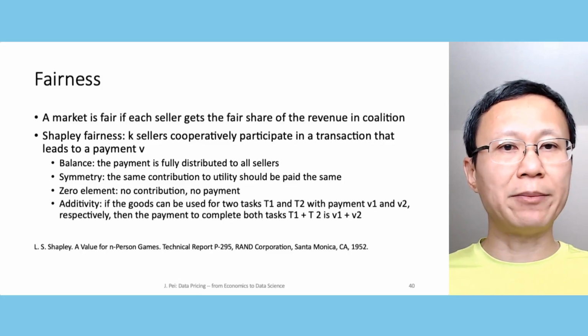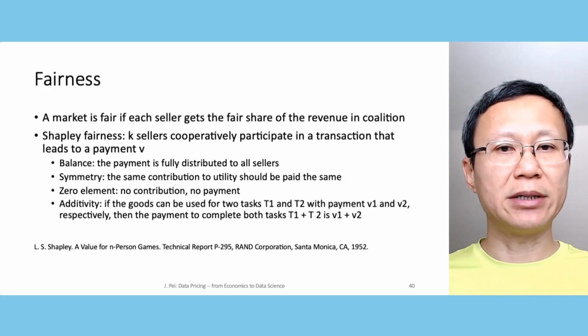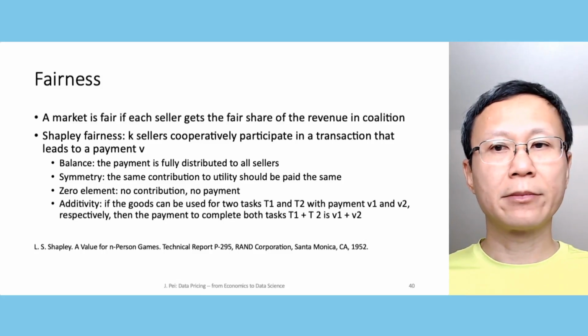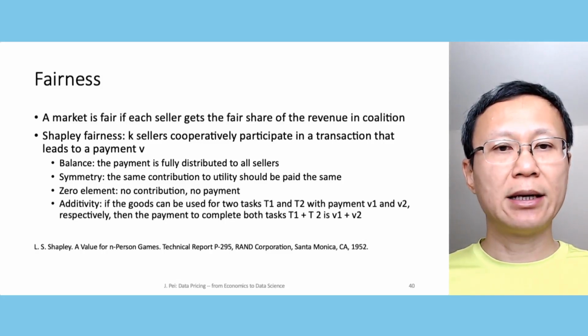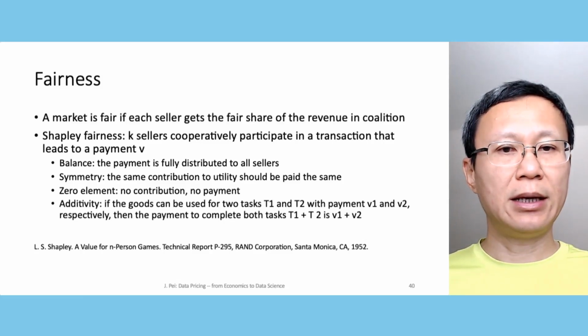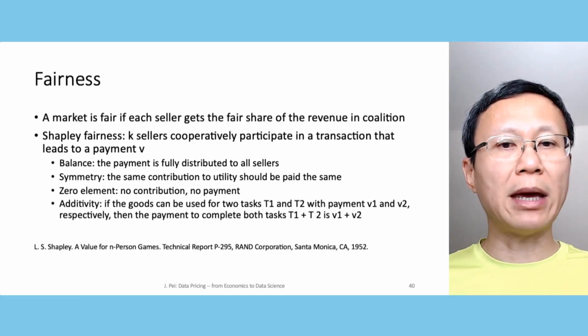The third requirement is zero element. For a set of sellers S and an additional seller s, if S union s and the big S produce the same payment, then this small s should receive a payment of 0. In other words, if one member does not make any contributions, the member should not receive any payment.